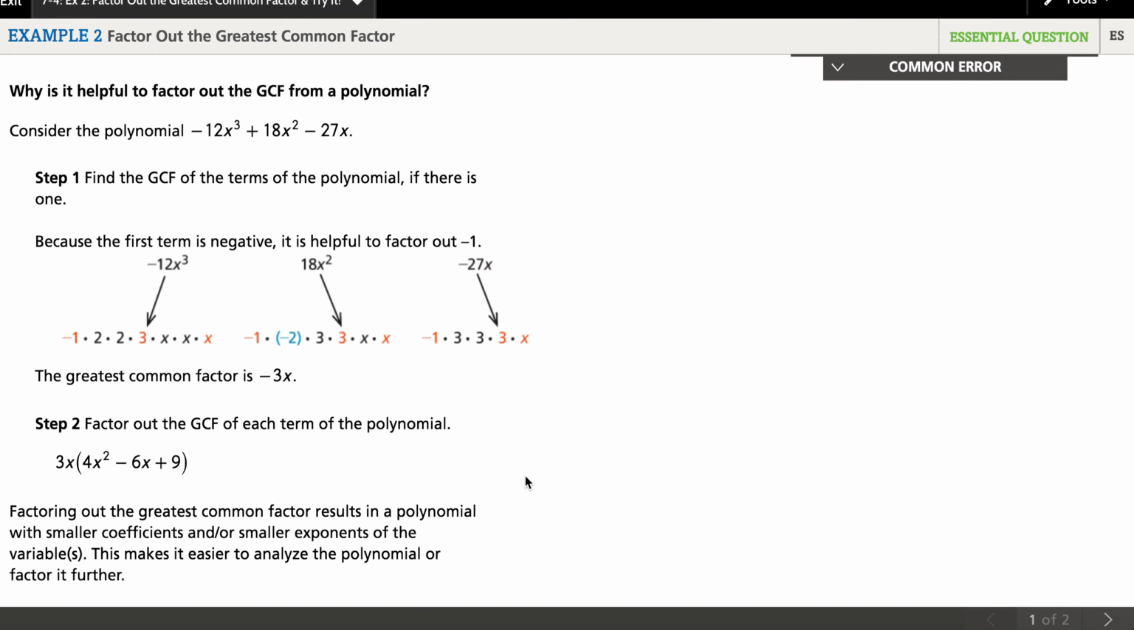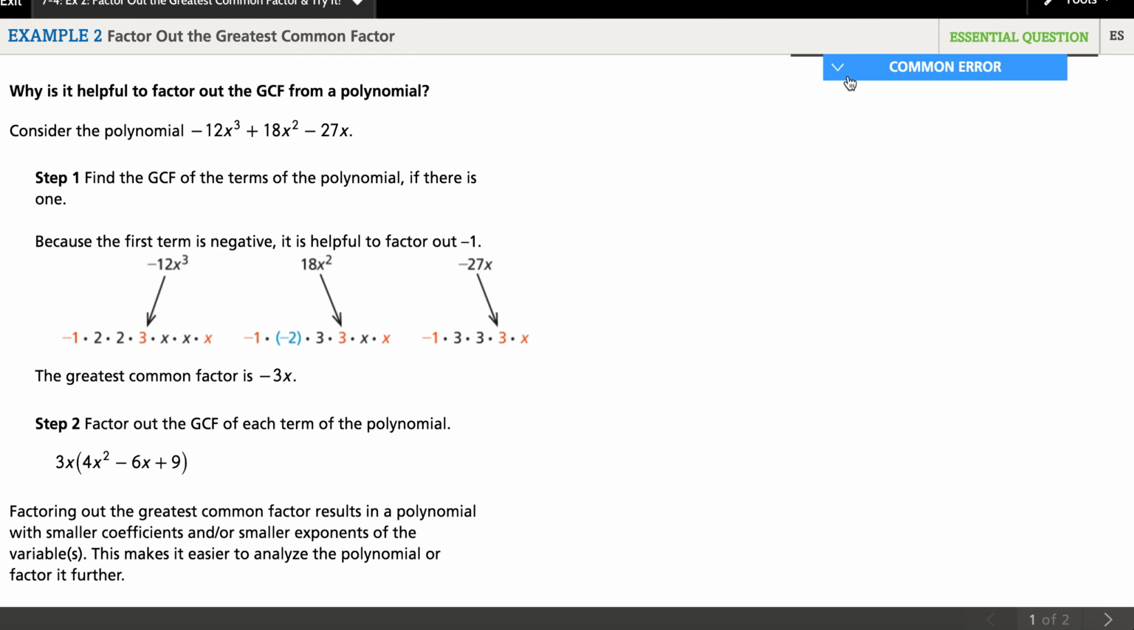In conclusion, factoring out the greatest common factor results in a polynomial with smaller coefficients and smaller exponents of the variables. This makes it easier to analyze the polynomial or factor it further.